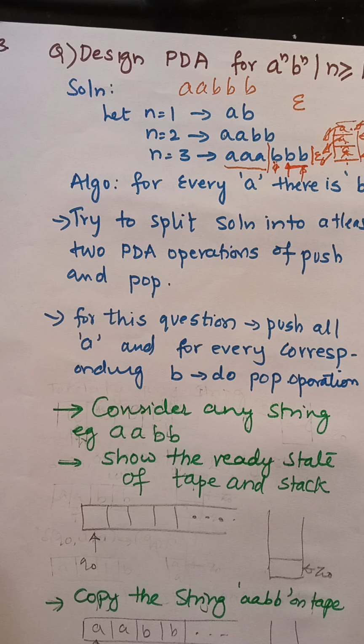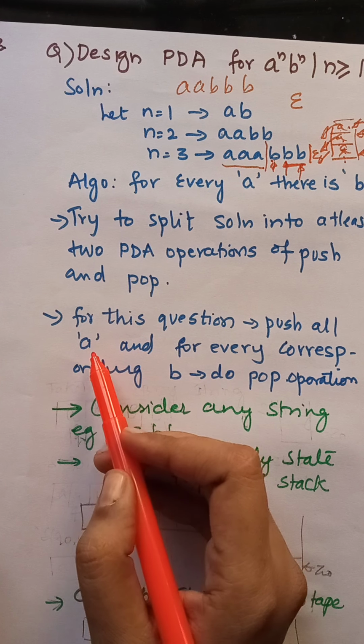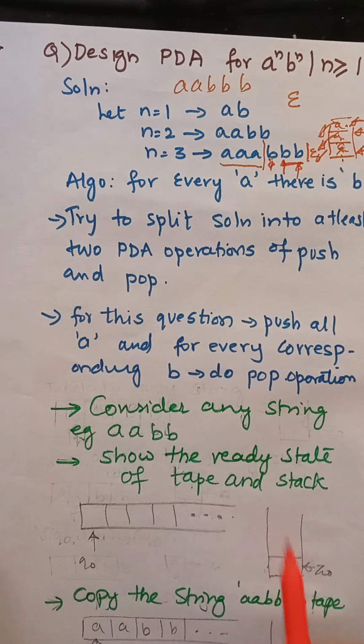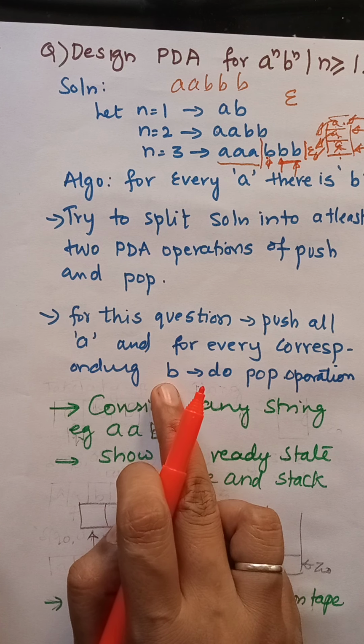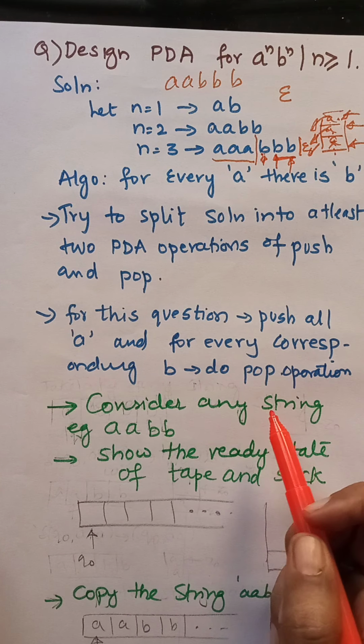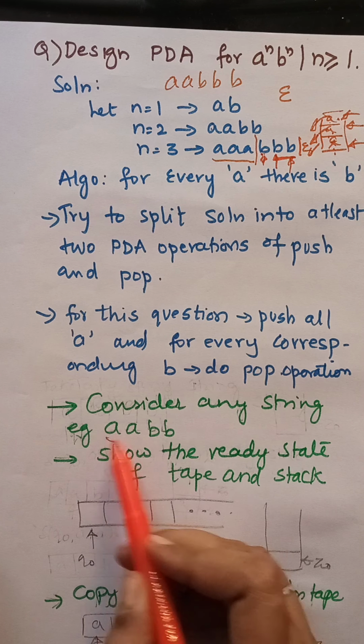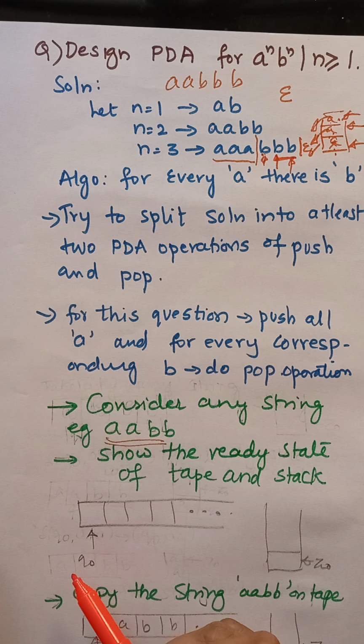So for a single A, wherever we are reading A, that has to be stored somewhere, that is, we are storing it on the stack. For every B which is present on the tape, we are going to pop the corresponding A from the stack. Okay, so we had considered this string AABB.